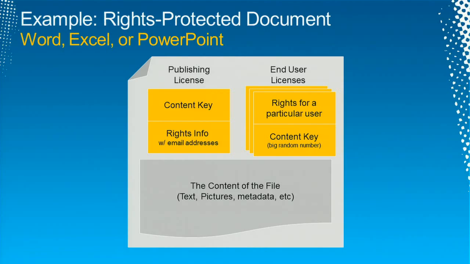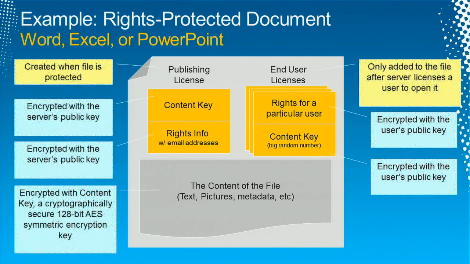All right, so here's an example of a rights-protected document. I've put two sides in there: one is the publishing end and one is the consumption end. When I create a file that's RMS protected, the first thing that gets created is what's known as a publishing license. In shorthand, a lot of times people just call it a PL, but it's a publishing license.